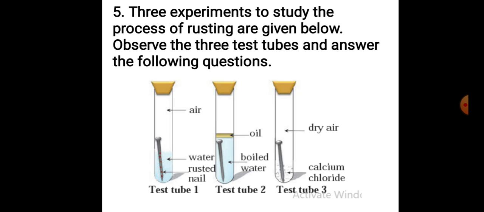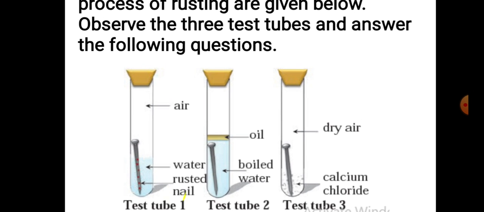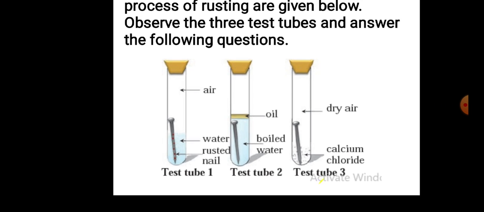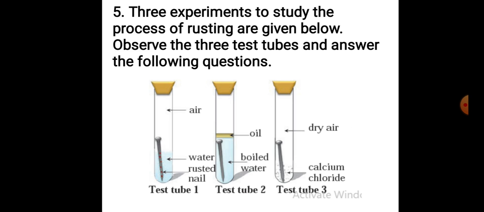Three experiments to study the process of rusting are given below. Observe the three test tubes and answer the following questions. Let us understand the question first. There are three test tubes shown here. In the first test tube there is water and an iron nail. It gets rusted. In test tube 2, a layer of oil is kept above the water and the water is also boiled here. In the third test tube, dry air is there. No water is present and calcium chloride chemical is kept in the test tube. In which test tube does the nail get rusted? A few questions are asked based on this experiment.